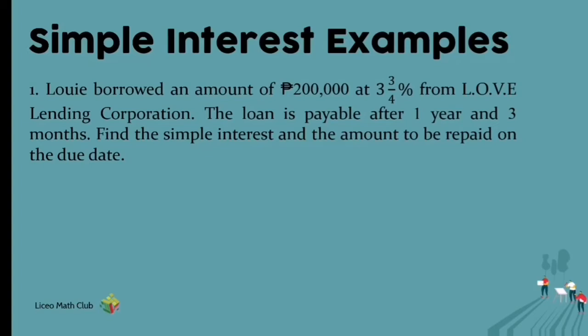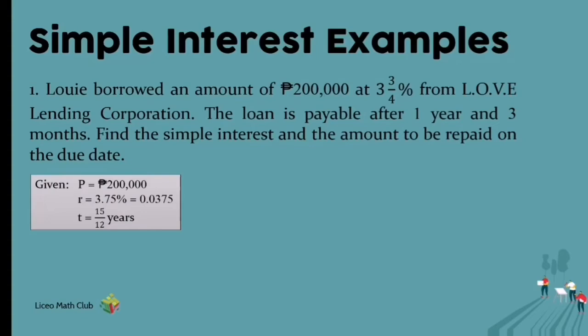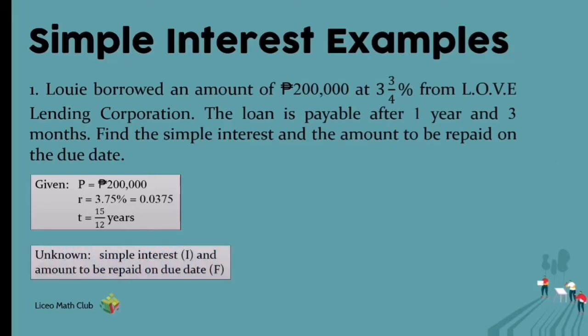In order to solve our first example, first we need to look for our given. 200,000 pesos is our principal, 3.75% is our rate, converted into decimal form which is 0.0375, and lastly our time is 15/12 years, which is the fraction form of 1 year and 3 months. Next, we need to know what we are looking for. In this problem, we are looking for the simple interest and the amount to be repaid on the due date, which is the future value.